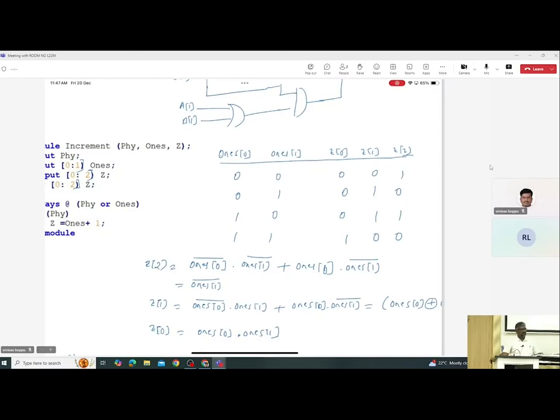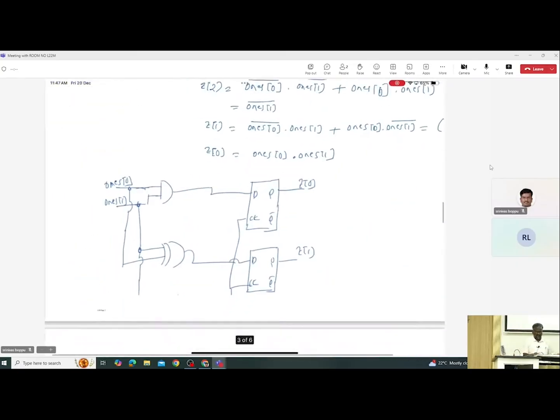And then get an expression for Z2, Z1 and Z0. So we should be able to get an expression, right? I mean, we can do it, but in the interest of time, I'm not doing it. Once you get these expressions, we just need to draw the diagram.